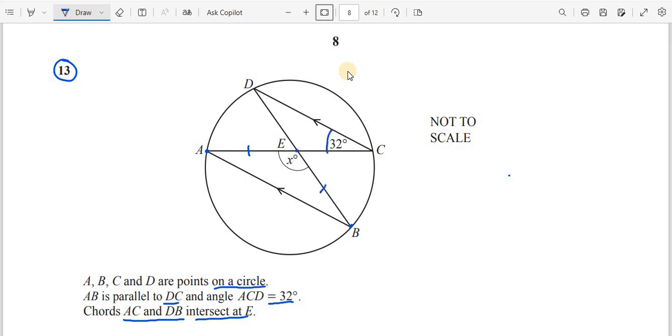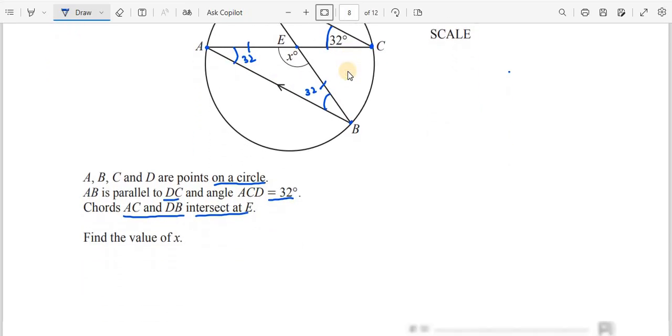So this angle and this angle are equal. So this angle is also equal to 32 and this is also equal to 32. So this is our triangle. We know that the sum of angles of a triangle is equal to 180. So we solve this angle to find the value of x.